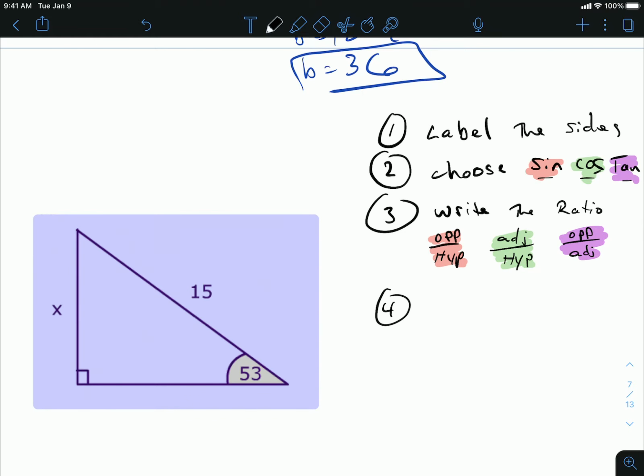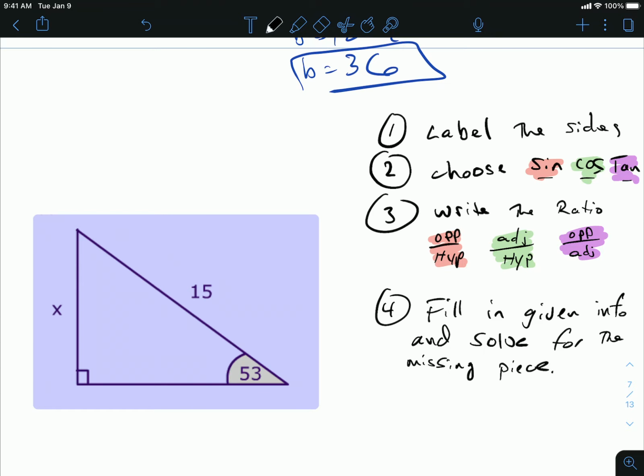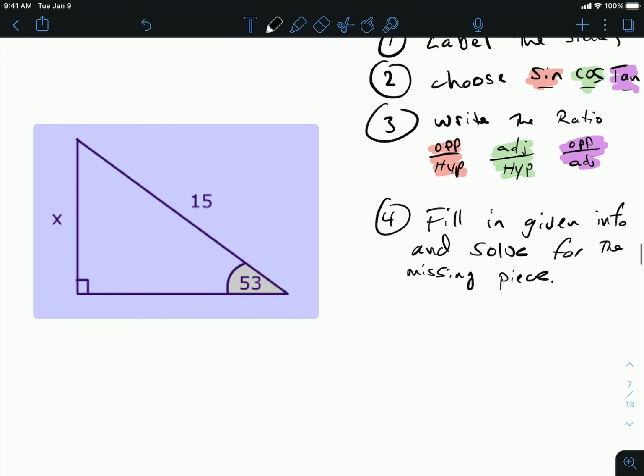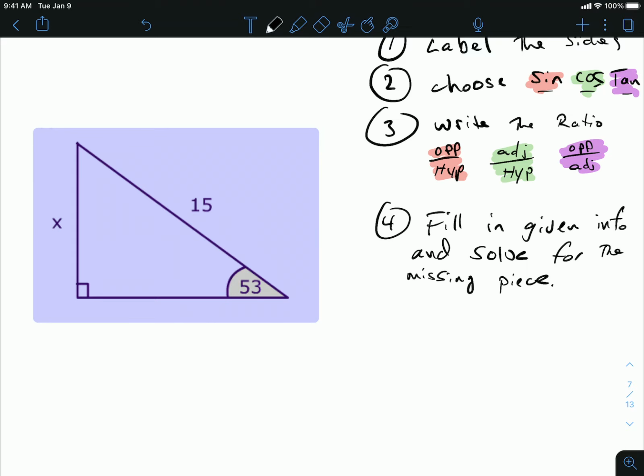And then fill in given information. And solve for the missing piece. Okay, does anybody have any questions? All right, well, let's give this question a go then, okay?